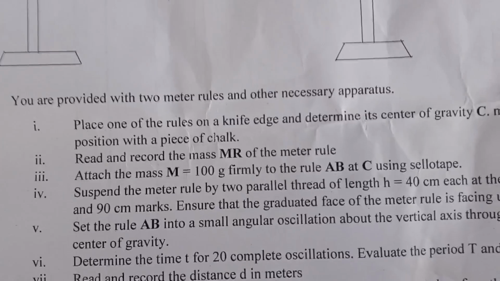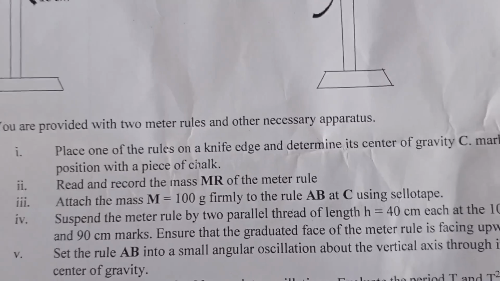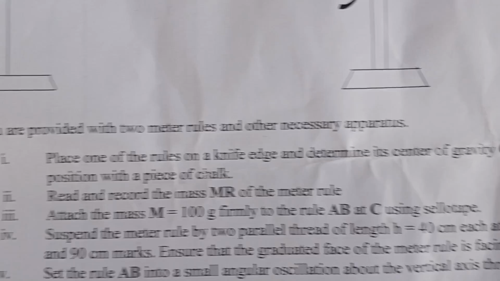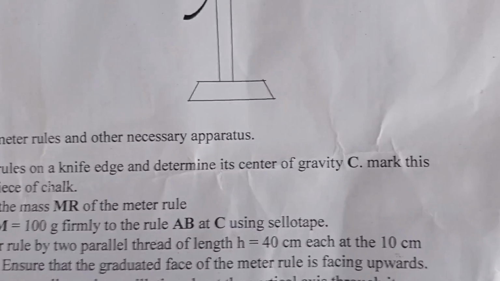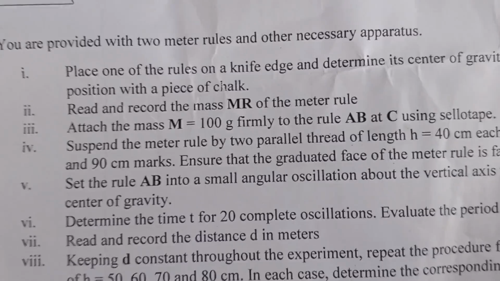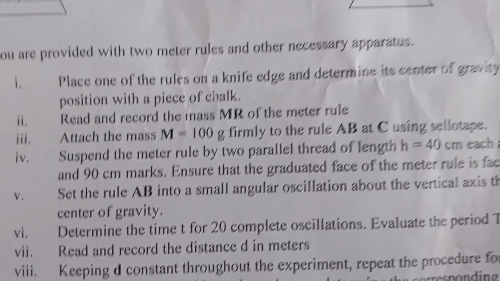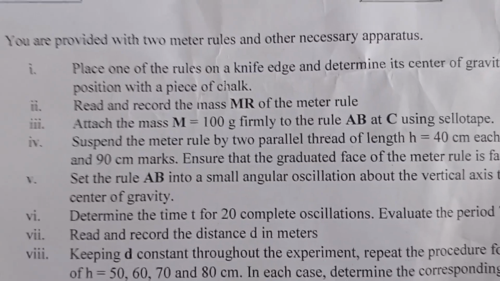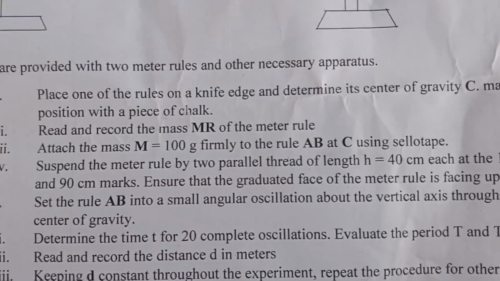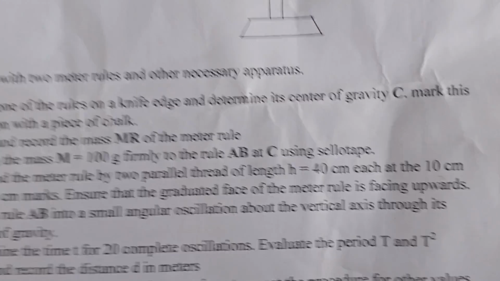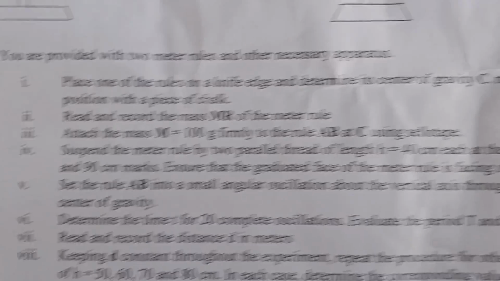So go to the question, we'll say you are provided with 2 meter rules and other necessary apparatus. 1. Place one of the rules on a knife edge and determine its center of gravity, C. Mark this position with a piece of chalk. 2. Read and record the mass MR of the meter rule. 3. Attach the mass 100 grams firmly to the rule AB at C using sellotape.